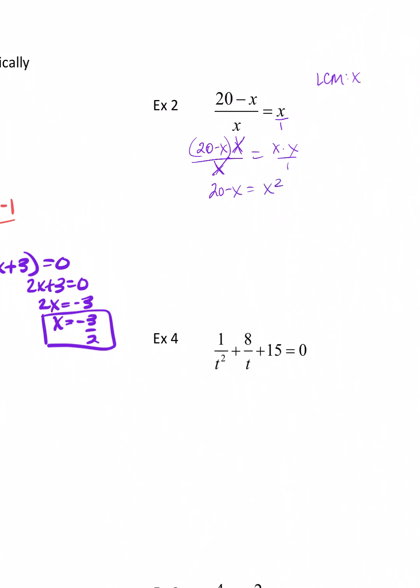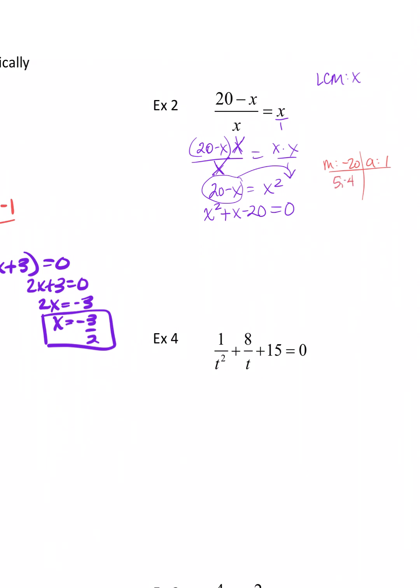And now my fractions are gone. And I've got a quadratic, so I'm going to move these guys over here to keep my x squared term positive. And I'll have x squared plus x minus 20 equals 0. And now we're going to factor, so we need to multiply to be negative 20. I'm going to add to be a positive 1. So that would be a 5 and a negative 4.